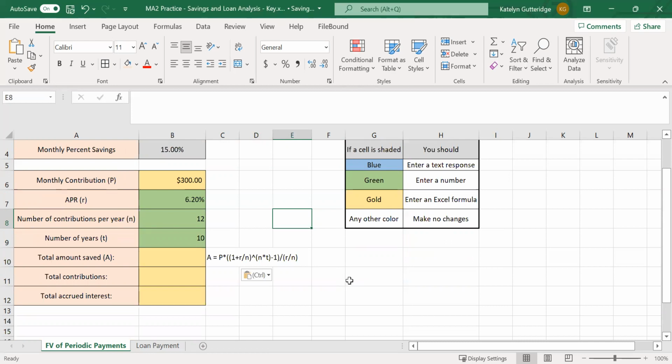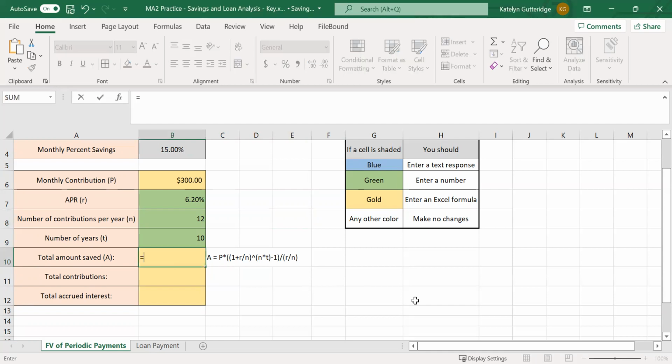This formula tells you how much you will have in a savings account after making payments into that account for so many years. So typically you make monthly payments, but you could make quarterly, you could make yearly payments. So you're making payments into this account, and this formula will tell you how much you have in the account after so many years. Okay, so with any Excel formula, we always start with that equal sign.